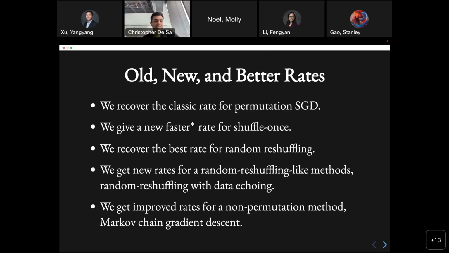And we also got improved rates for methods that aren't permutation methods. So one of the methods that we studied was Markov chain gradient descent, which is a method that draws its examples from the state space of a Markov chain. So there's actually some correlation or some dependence between the examples that are drawn. This is pretty popular in Bayesian inference, and we got better rates for this method than were previously known.